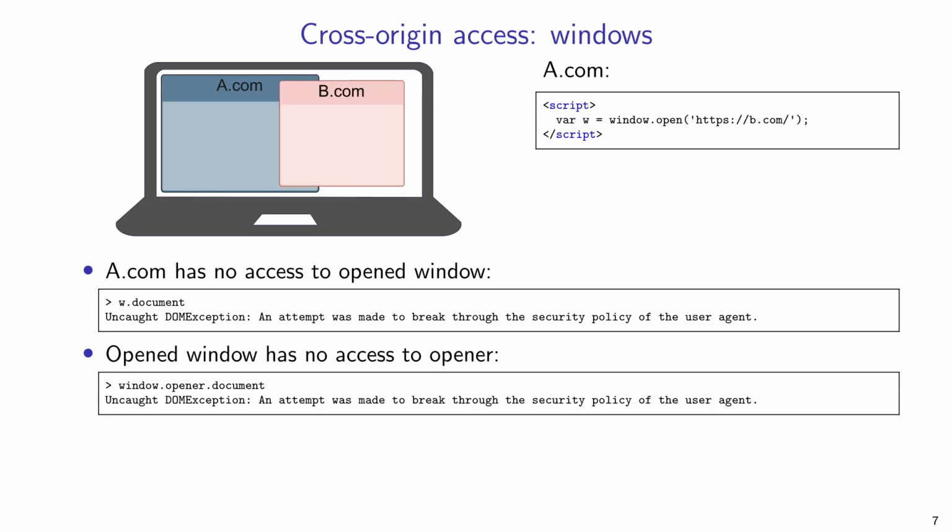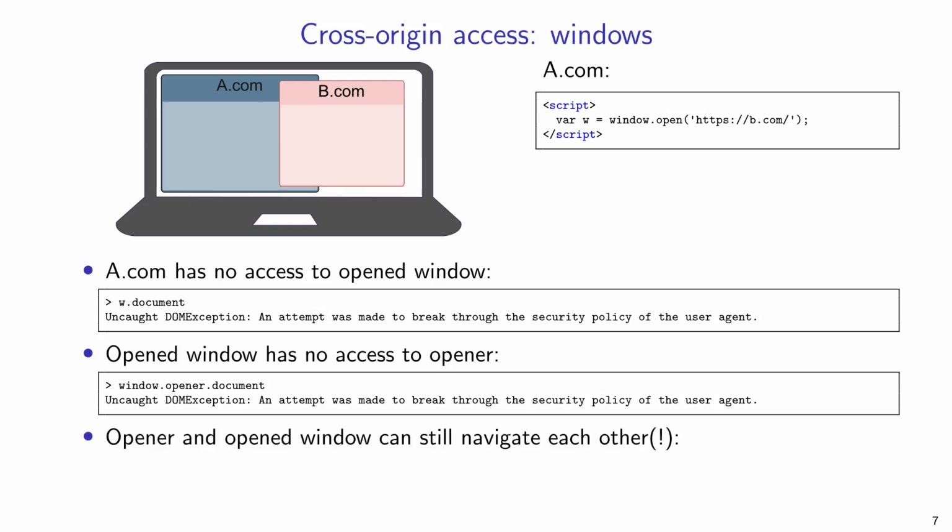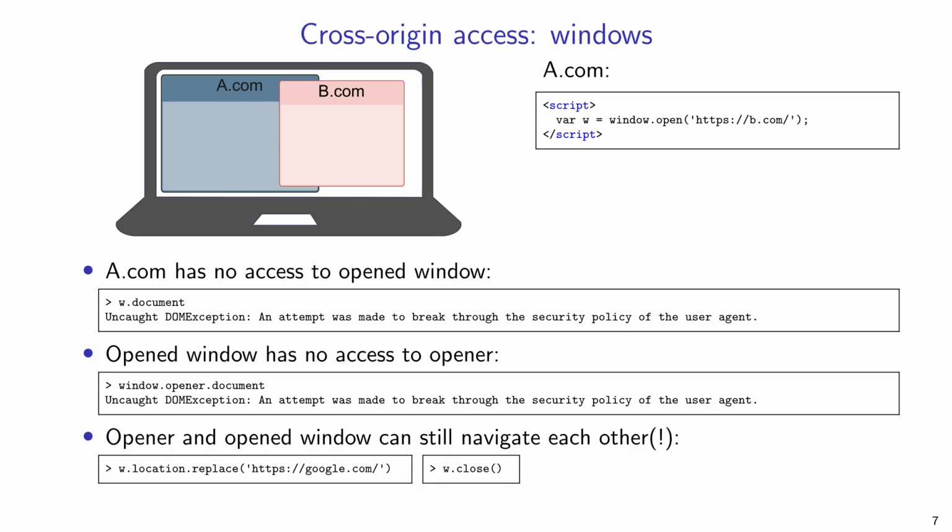Now, for the cross-origin use of opening windows, the result is very similar to frames. A.com has no access to the opened window's DOM, and the opened window has no access to the DOM of the opener. However, here we have the same security issue as in the case of cross-origin frames, namely that the opener and the opened window can still navigate each other. The opener can redirect the opened window to another website or close the opened window at any time. And also the opened window can redirect the opener window to another website, but it cannot close the opener.